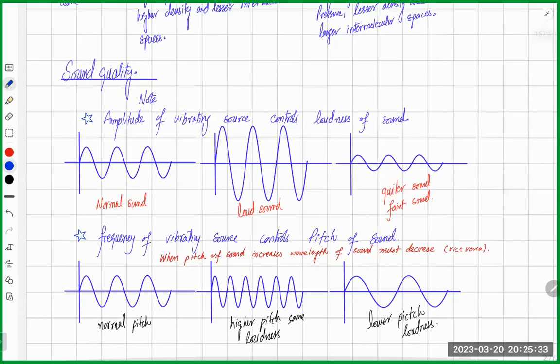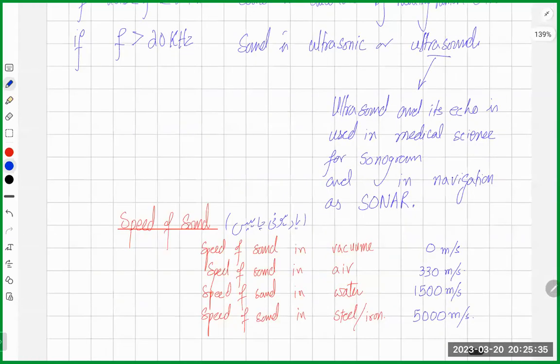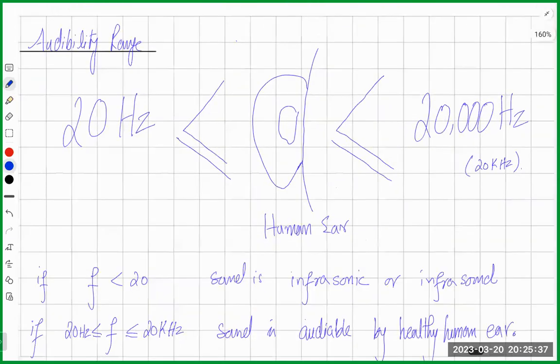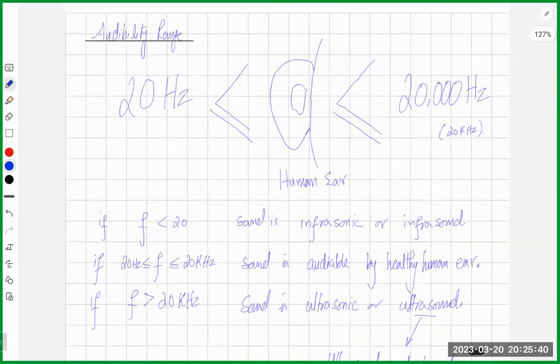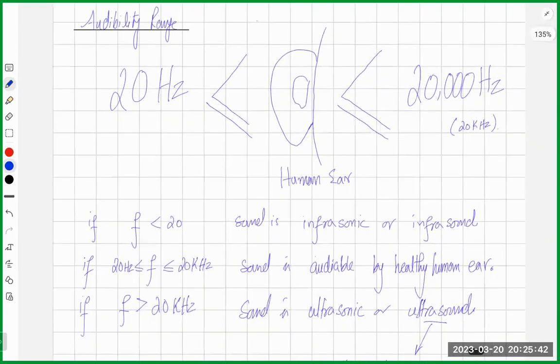Okay. Now, audibility range. Human can only hear a minimum frequency of 20 hertz and a maximum frequency of 20,000 hertz. Actually, it is between 16,000 and 18,000, but to make it simple for you guys, examiner accepts that you understand that human ear can hear between 20 hertz and 20,000 hertz.